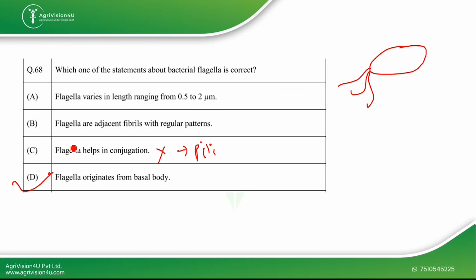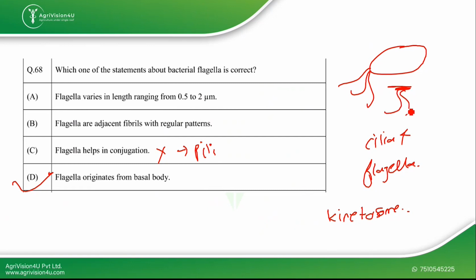Yes, this is correct. It originates from the basal body, because cilia and flagella originate from the basal body. Another name for the basal body is the basal granule, or kinetosome. The basal body is nothing but the protein structure found at the base of flagella. On that base, your flagella will originate. So for this question, the correct answer is option D.